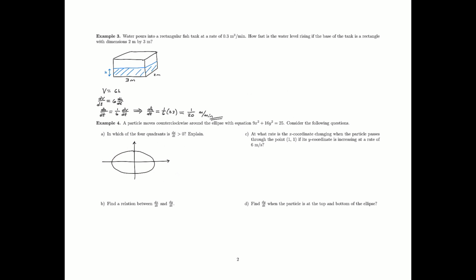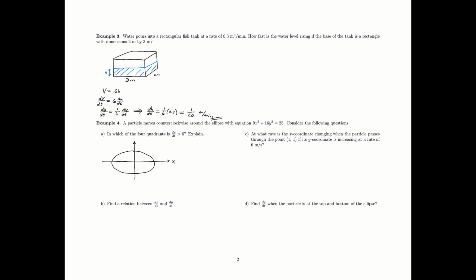Well, if we imagine this as a particle moving around counterclockwise like this, then dx dt represents the rate at which the x-coordinate of the particle is changing. So if dx dt is positive, that must mean we're moving to the right, because this is the x direction. So increasing x is this direction. Moving to the left would mean x is decreasing, so dx dt would have to be negative.